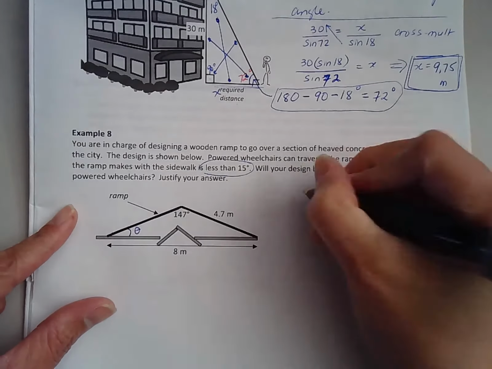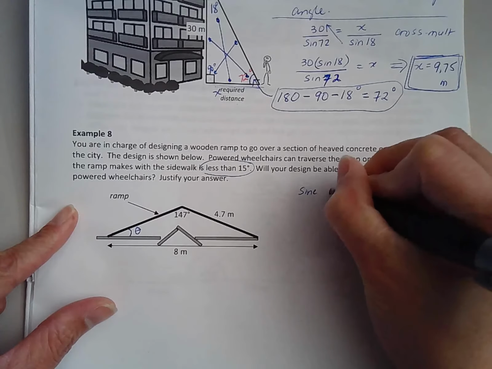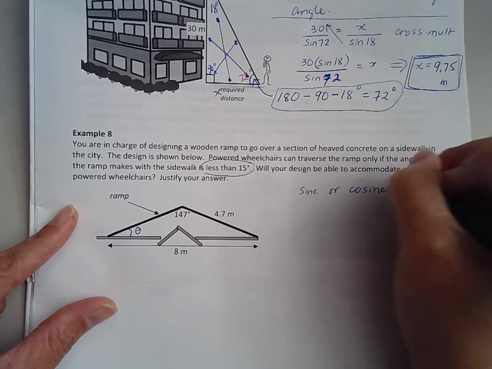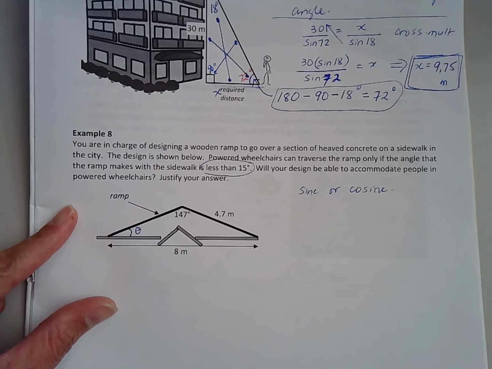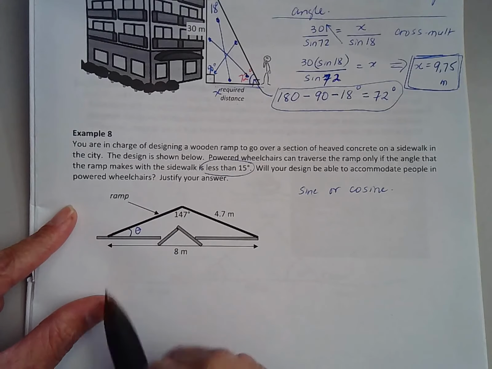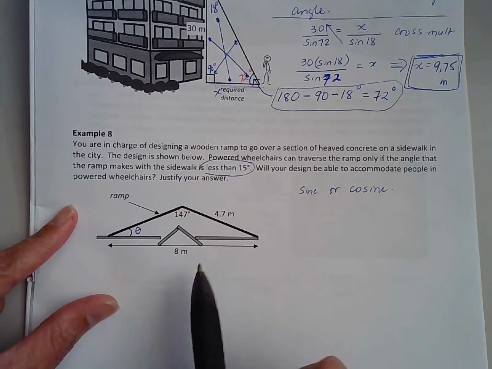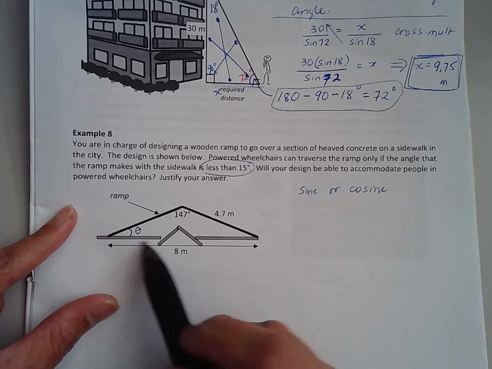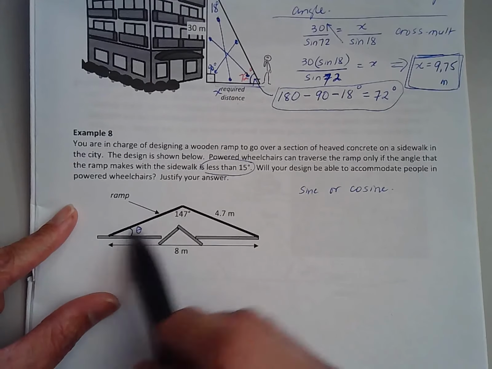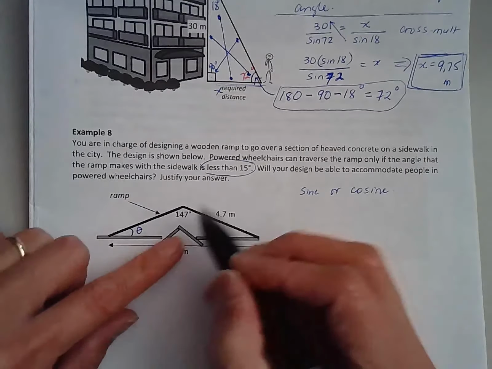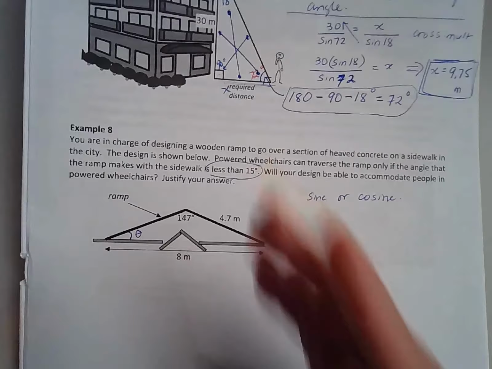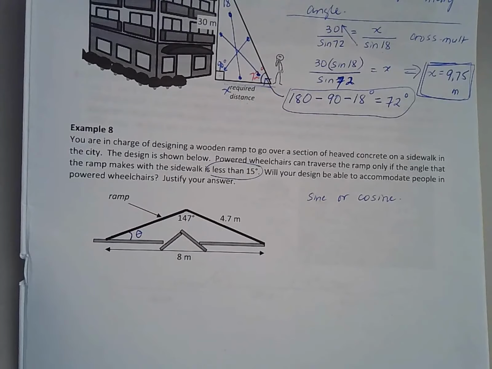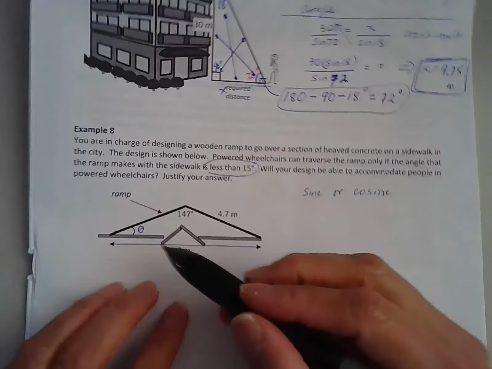Is it a sine or cosine? Let's take a look. With the cosine, the two angles would be equal. So this one here is just going to be underneath the thing. This is where the heaved gravel is, heaved concrete at the bottom.